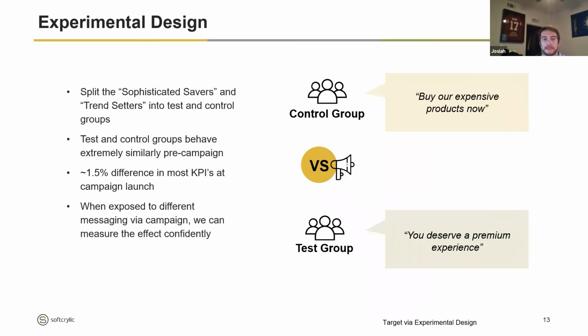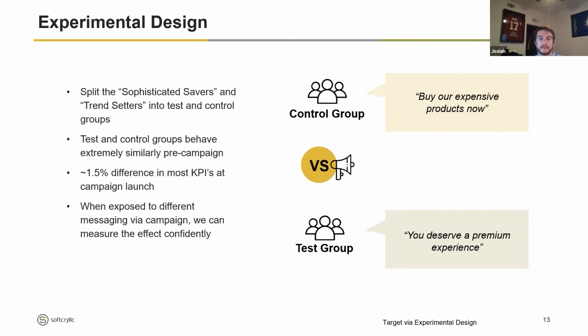Awesome. So as we talked about a little bit at the beginning, the next step here would really be to take those clusters and personas that we focused in on and create an A/B test, right? To understand whether this marketing would actually drive any sort of lift in that premium product conversion. So we broke out the sophisticated savers and the trendsetters into test and control groups.